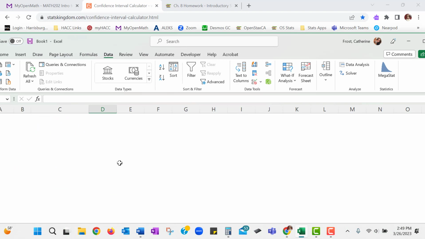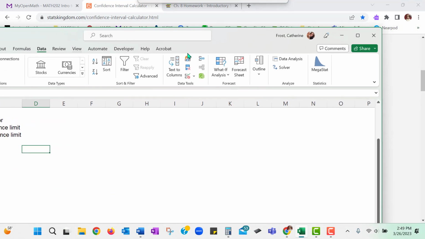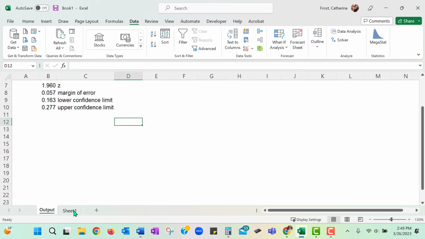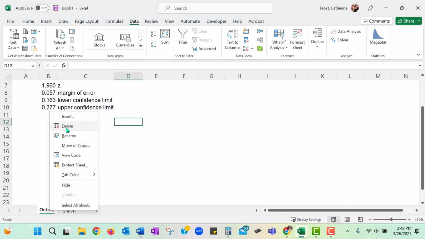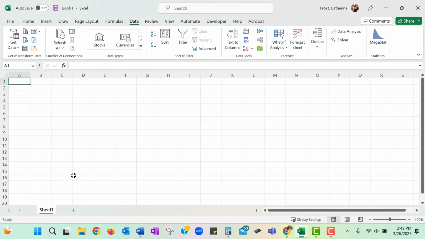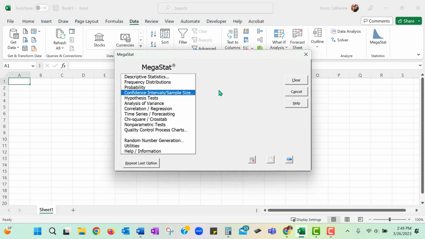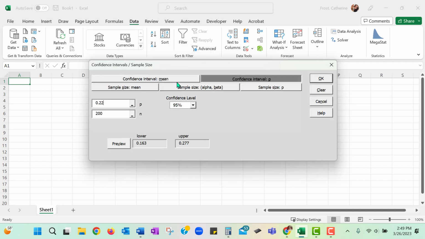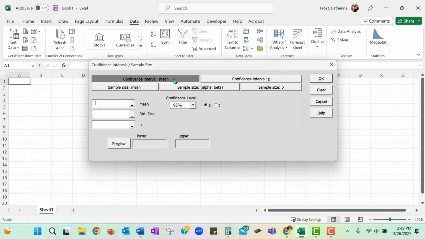Okay, so let's see how we would do this with MegaStat. You just open up Excel and go to the Data tab and open MegaStat. I just did a confidence interval, so it's already highlighted. Make sure mean is selected. And we've already got 95%.